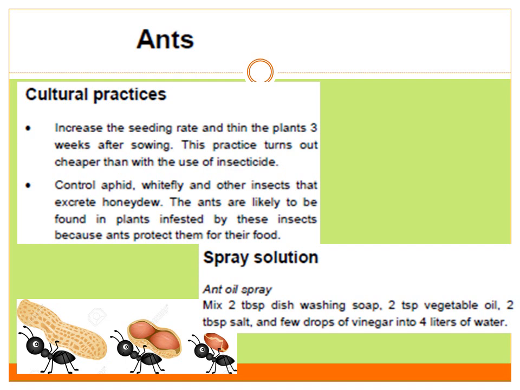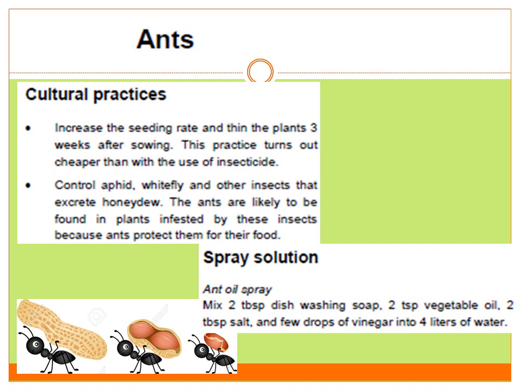There are different types that we can use as control. So there can be chemical, biological, or cultural. So here we'll just discuss the cultural practices. Increase the seeding rate and thin the plants 3 weeks after sowing. This practice turns out cheaper than with the use of insecticides. Control aphid, whitefly, and other insects that excrete honeydew.